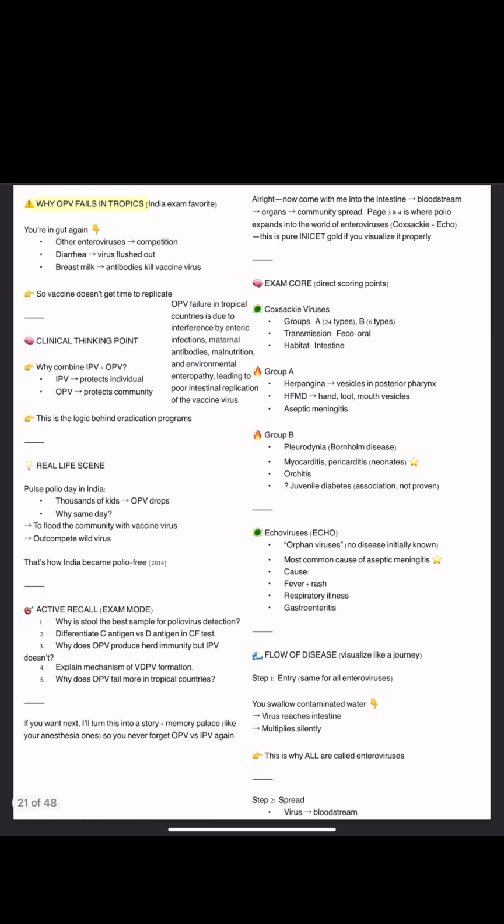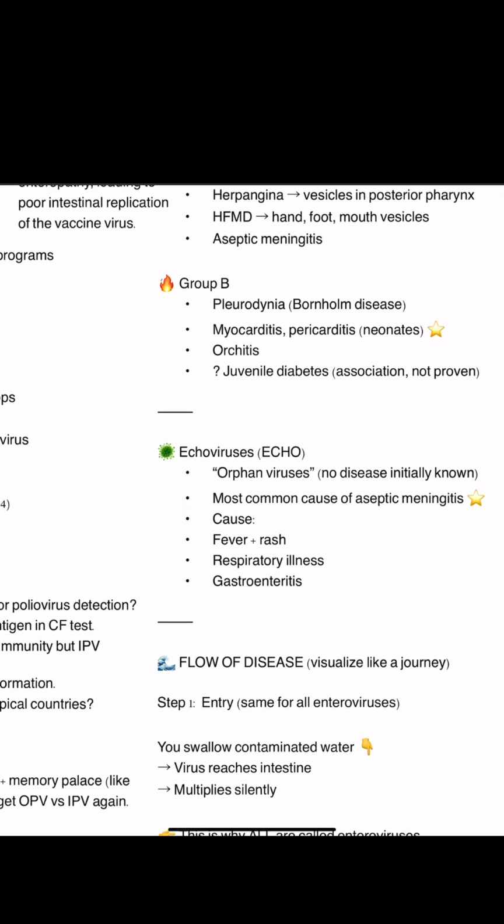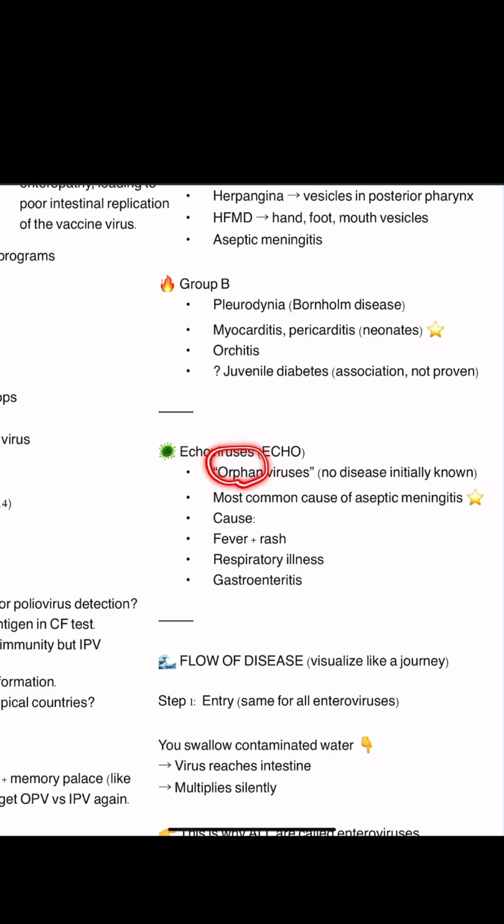Okay. Then Echovirus, what does ECHO stand for? Enteric cytopathic human orphan virus. Why called an orphan? Because previously it did not have a parental disease which it was causing, but now the diseases caused by the echoviruses are known. The most common cause of aseptic meningitis is the echovirus. Fever, rash will be there, respiratory illness, gastroenteritis.